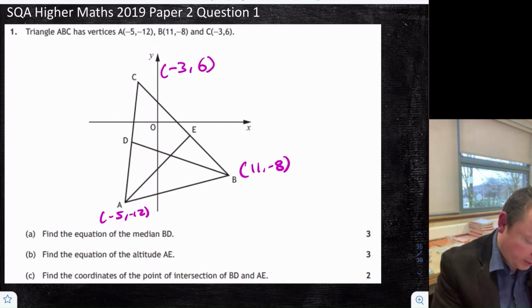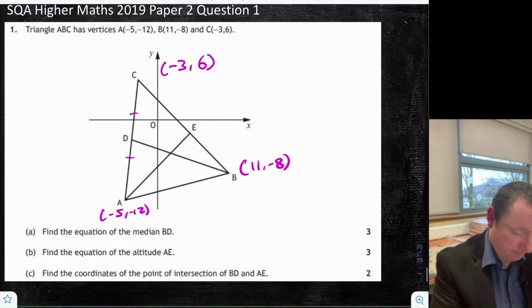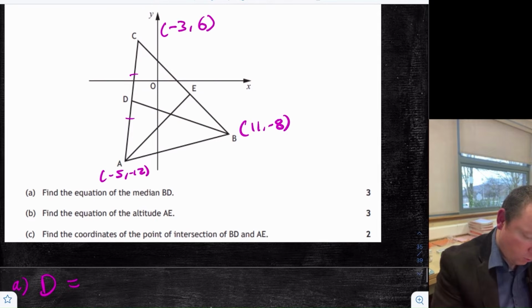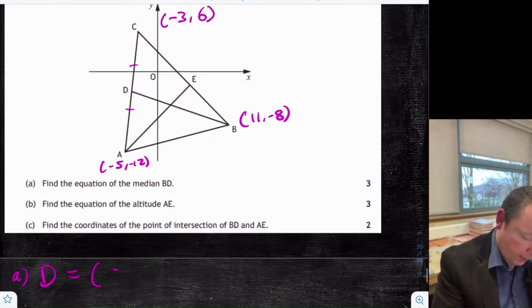So the median BD, just working out exactly what it's asking me. This is the median they're asking us, so we're cutting this one in half. So I need the midpoint of A to C. So for part A, I'll call D the midpoint of A to C. So we've got (-5 + -3) divided by 2, and we've got (-12 + 6) divided by 2.